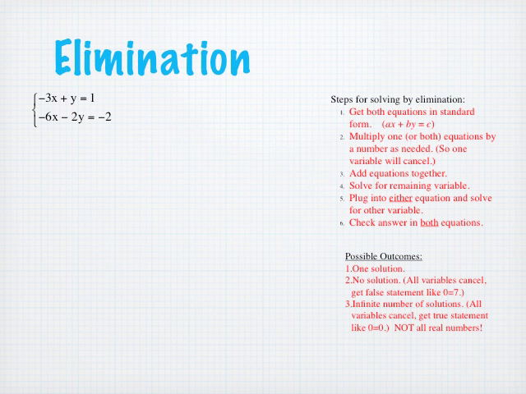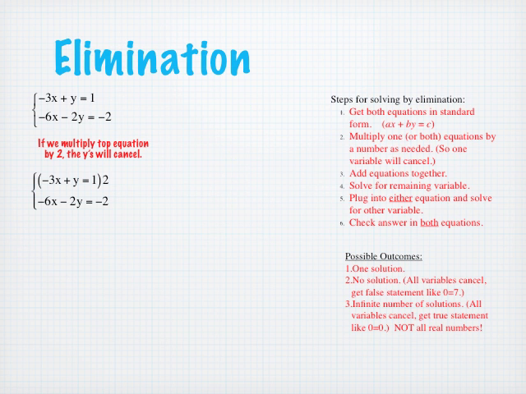Well, if we think about that, remember, we are allowed to multiply an equation by something as long as we do the same thing to both sides. So what if I look at that top equation? What could I multiply it by so that I get a variable to cancel? If I multiply the top equation by 2, then my y's will cancel.